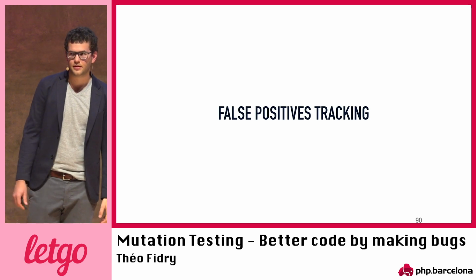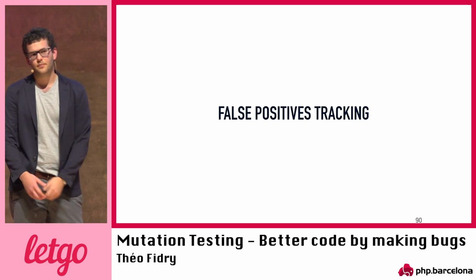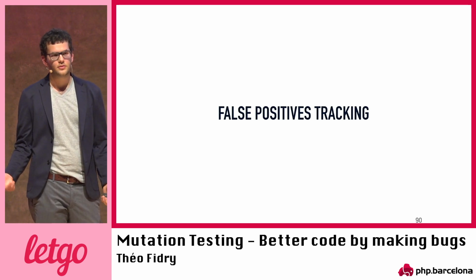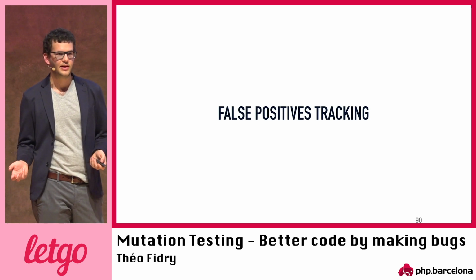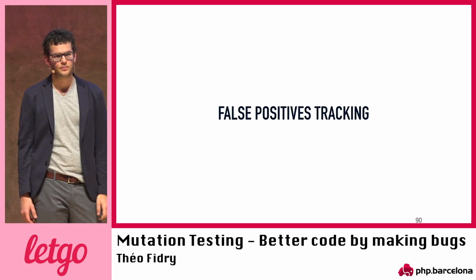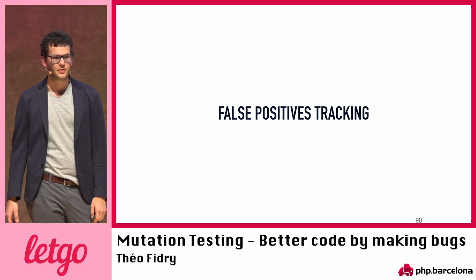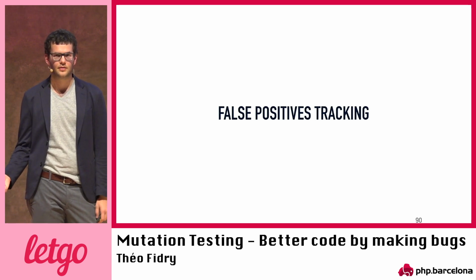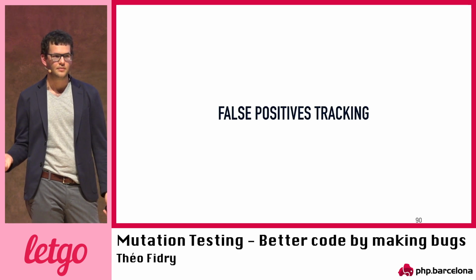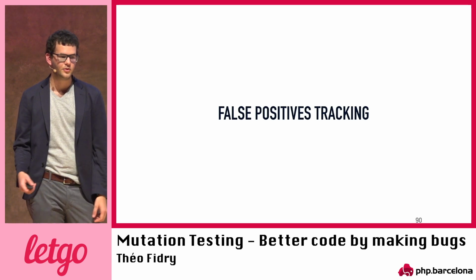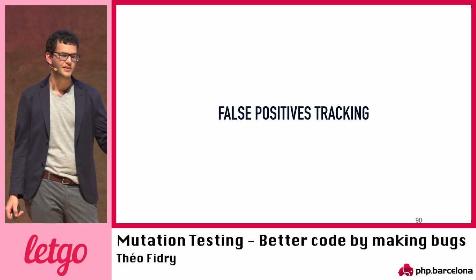False positives tracking. The idea is that there are going to be false positives, i.e. mutants that you cannot kill either because it's not worth your time or because it's a case that cannot happen in your context, and you don't have an easy way to tell that it cannot happen.